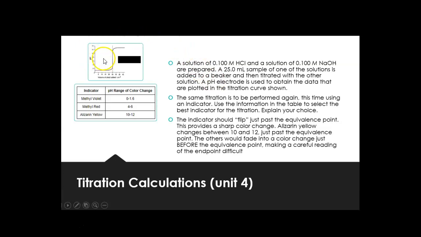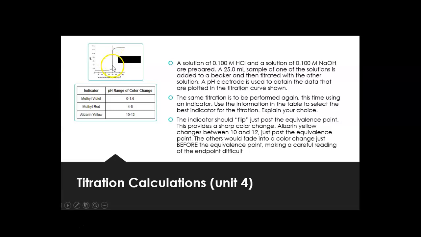Well, the indicator should flip. Remember, the equivalence point is here at a 7. It should flip just past the equivalence point so that one drop of the sodium hydroxide will give you a nice sharp color change. Alizarin yellow here changes between 10 and 12, which is just past the equivalence point. Remember, this is a huge increase here in pH, and you've seen it in the lab.